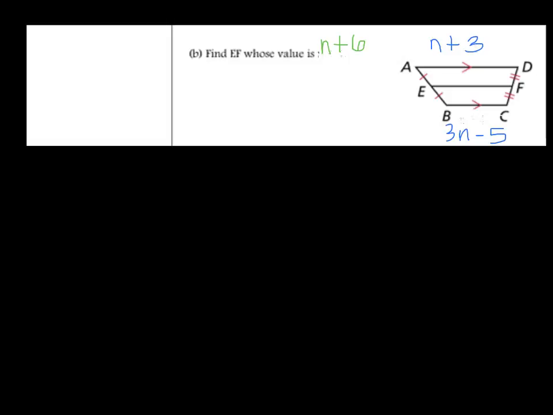So the first thing that I need you guys to do is change these amounts. So we want to find EF whose value is n plus 6. Then I know that AD is going to be n plus 3 and BC is going to be 3n minus 5. So once you make those changes, go ahead and pause the video and see if you can apply the trapezoid mid-segment theorem using these expressions.